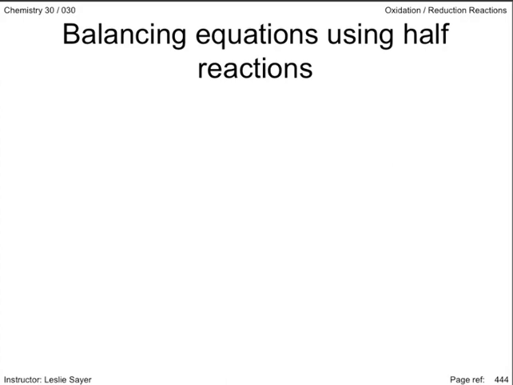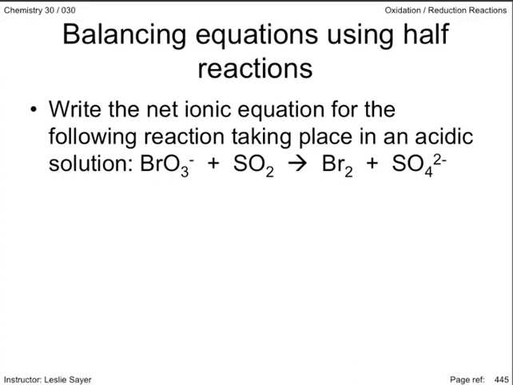We call these skeleton equations. The process involved in balancing net ionic equations is broken down into steps. We will follow fairly closely the steps outlined in your text. Rather than simply writing out all the steps, we will simultaneously work through this problem incorporating the steps as we go. So we're asked to write out a net ionic equation, and by implication a balanced equation, for the reaction of a bromate ion with sulfur dioxide, which will form bromine and a sulfate ion.